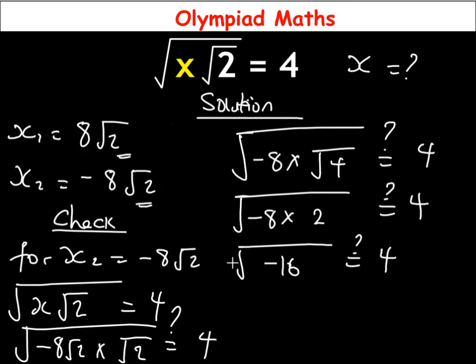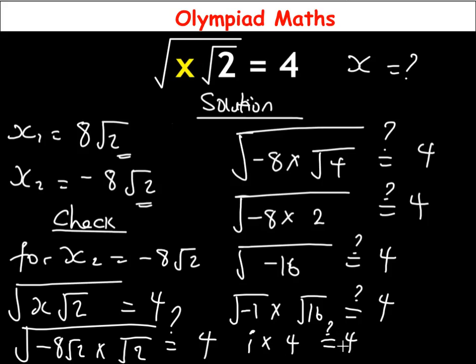Okay, so the square root of minus 16 can be written as the square root of minus 1 times the square root of 16. Can this be equal to 4? The square root of minus 1 is i, times the square root of 16, which is 4. Can this be equal to 4? i times 4 is 4i, and this is not equal to 4. So that means that the value of x2 as minus 8√2 cannot give us the value of 4 if we input it back into the equation. So that means that x1 gives us the proper and correct answer to this equation.